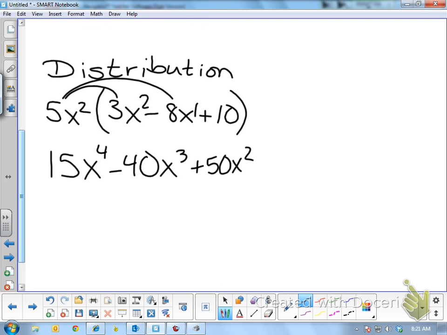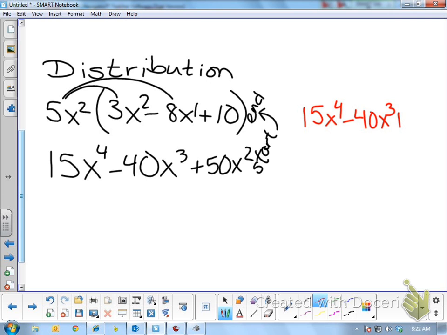So again, we're trying to do this process backwards. We're trying to start here and end here. So we're trying to start with 15x to the 4th minus 40x to the 3rd plus 50x squared. And we're trying to get back to the parenthesis part as our answer. So just like when we did factoring a trinomial was backwards of multiplying a binomial, greatest common factor is backwards of distribution.